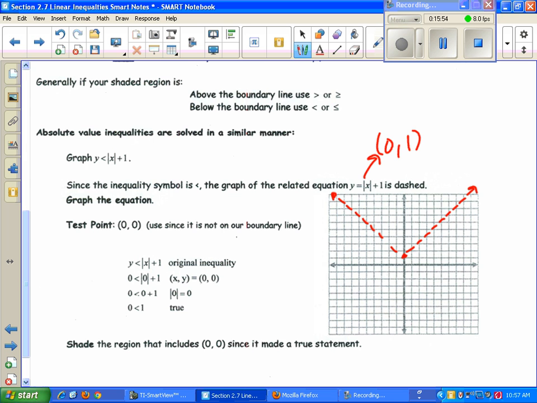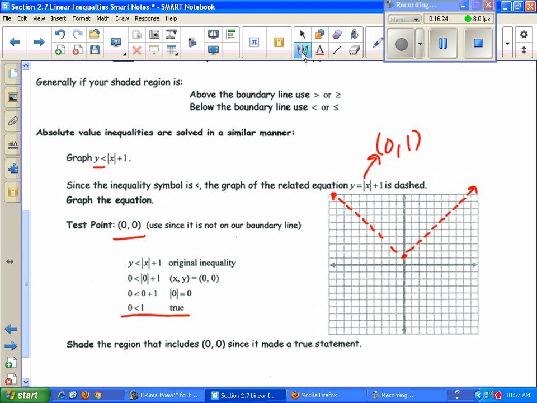So now I have my absolute value on my graph, and now I need to figure out which way I am shading. Notice that our symbol is y is less than. So this tells me that I'm probably going to be shading below the absolute value boundary line that I made. But if I'm unsure, I can pick a test point, and notice that 0, 0 is not on my boundary line. So I'm going to plug that into the original inequality. And when I do that, I get a true statement, which means I am shading below my inequality. So I would have been correct in doing so.